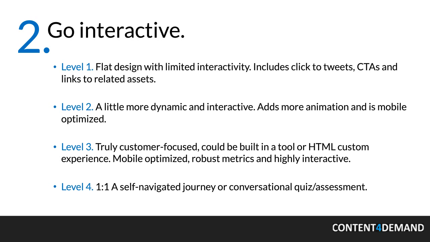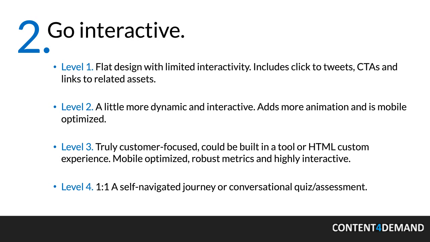So level 1 is what we would call, it can still be a flat design. It has limited interactivity. So it might have a click to tweet, a CTA, or links related to the assets. Level 2 can be a little more interactive and dynamic. We might start to see some animation pop in here. It's going to be very mobile optimized as we start to get into that.